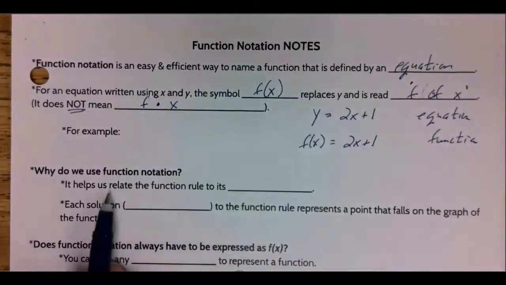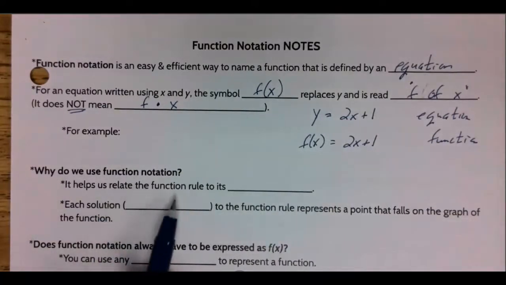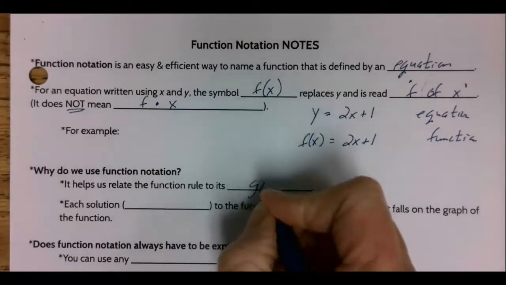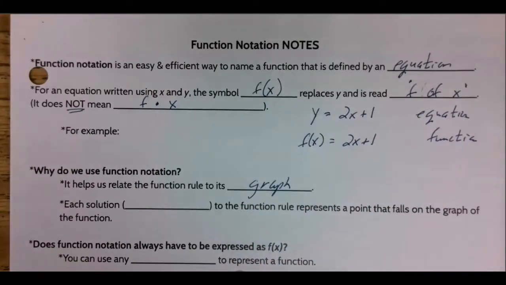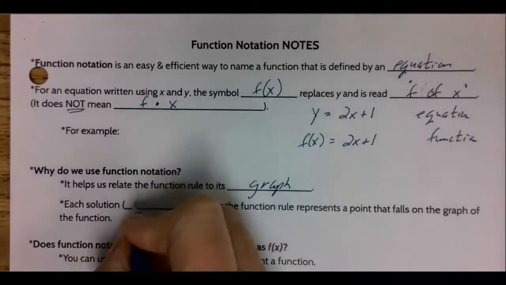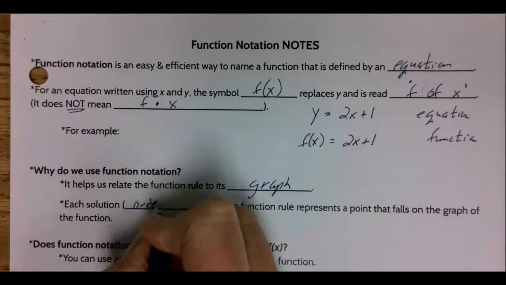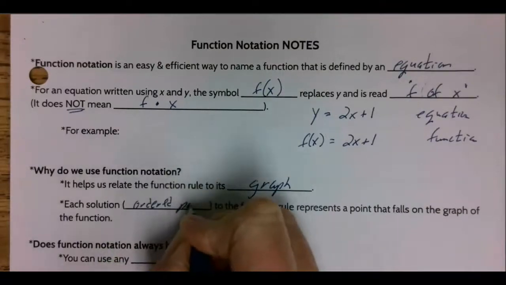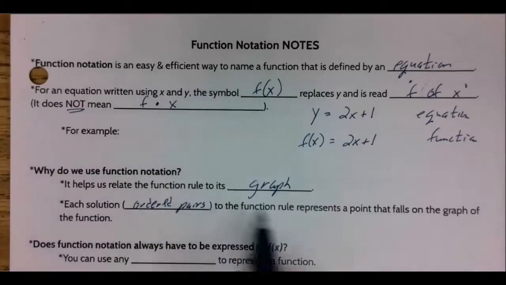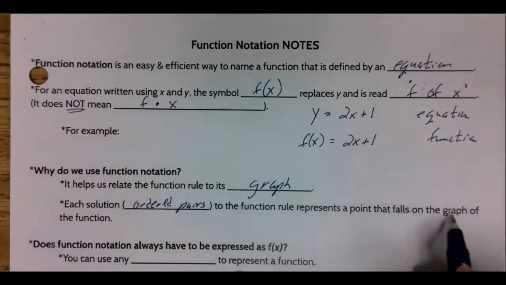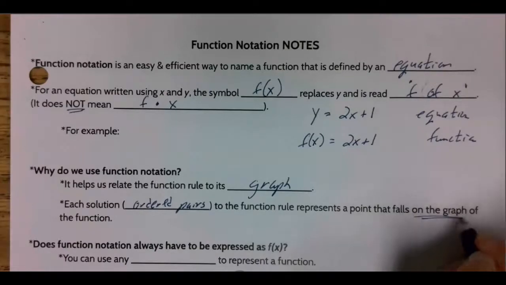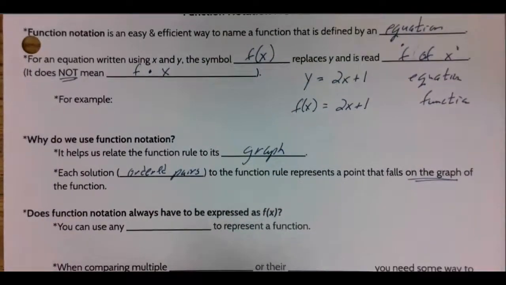Now, you might be wondering, why do we do this? Well, it helps us to relate the function rule to its graph. When we're graphing, we can then indicate which graph we're talking about by the function letter. Each solution, which is an ordered pair, represents a point that falls on the graph of that function.